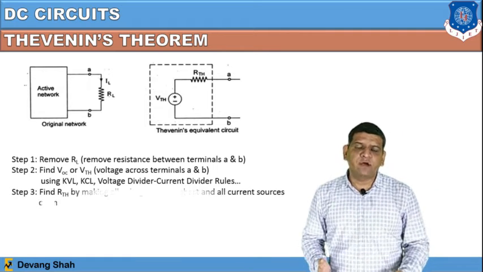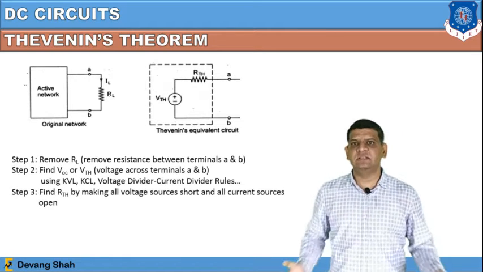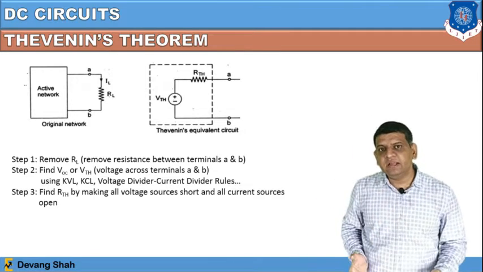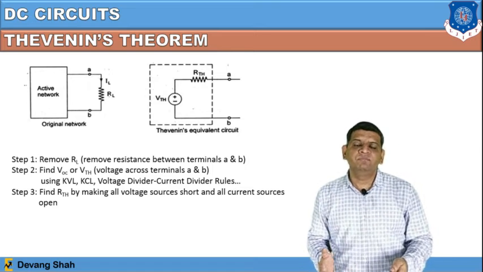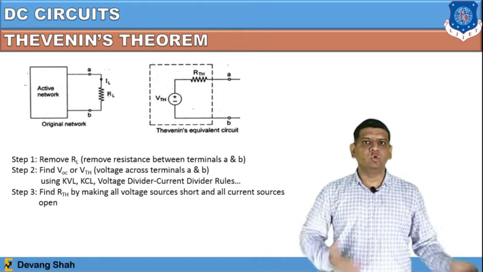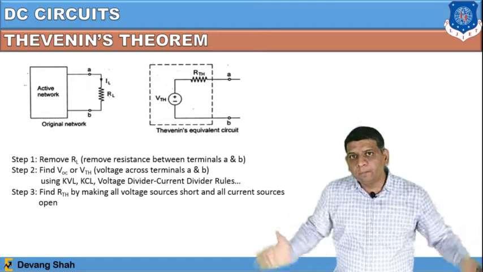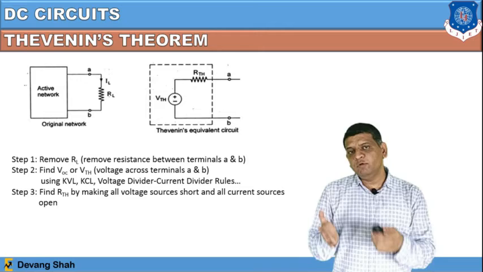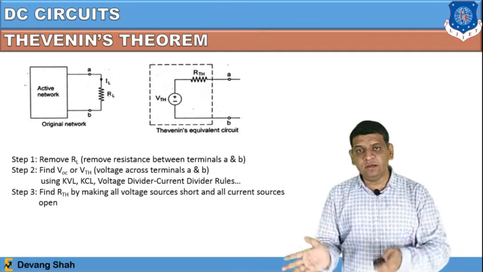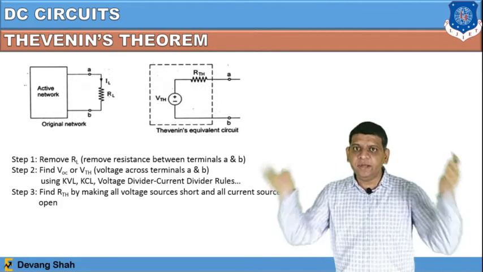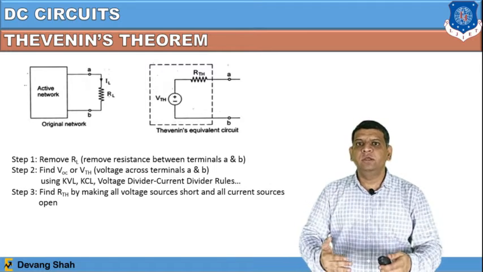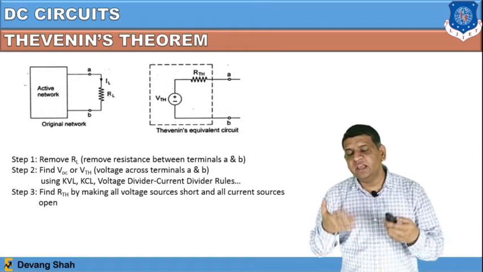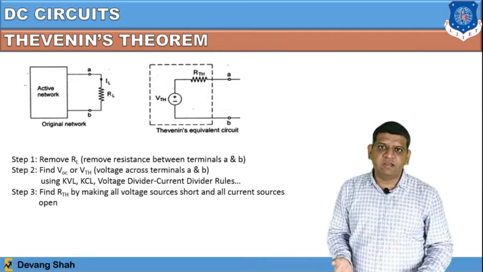Now my next job is to find the equivalent Thevenin resistance, right? For that you have to find RTH by making all voltage sources short and all current sources open. So you have to make the complete big network a purely resistive network, where if you find a voltage source you make it 0, if you find a current source you make it 0, right? So the complete network is now made up of series and parallel combinations of resistance. By that way you can find the equivalent value of the Thevenin resistance.